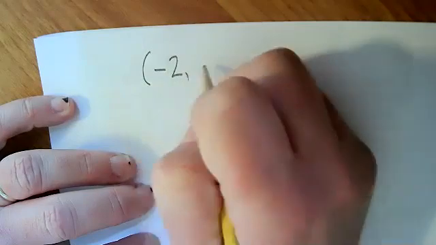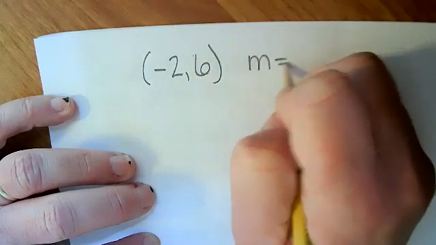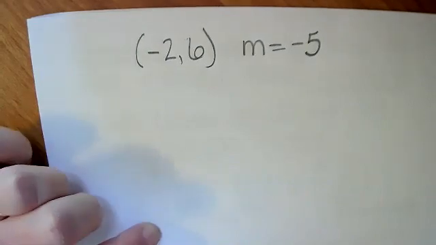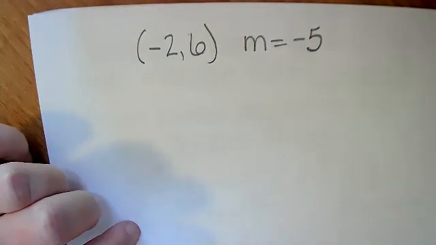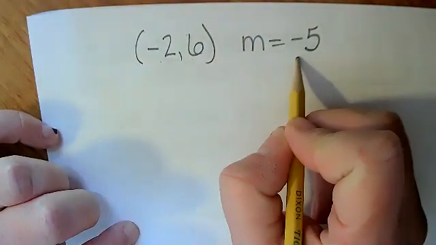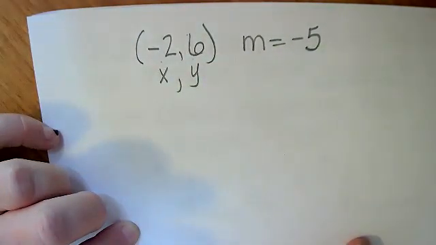All right, well, you know what? There's always a twist with Mrs. Parkin's math, that's for sure. So here we go. What would your equation in point slope form be for a line that goes through -2, 6 with a slope of -5? So what would your equation be in point slope form of a line that goes through -2, 6 and has a slope of -5? So really quick, this is my x value and this is my y value, right?